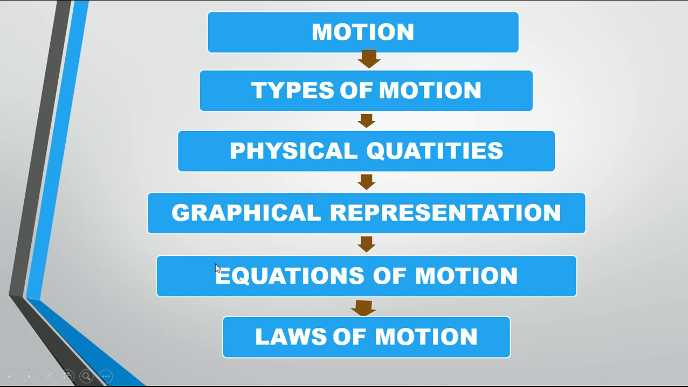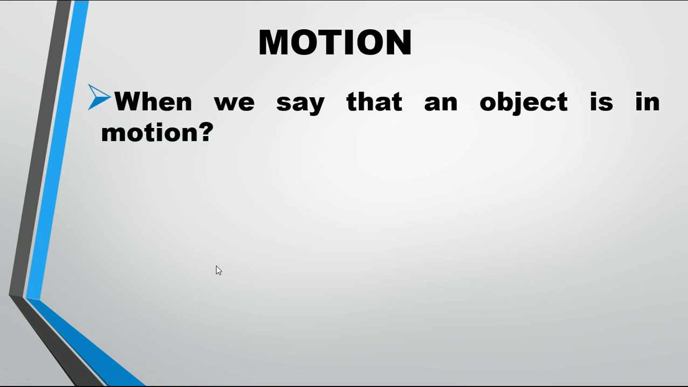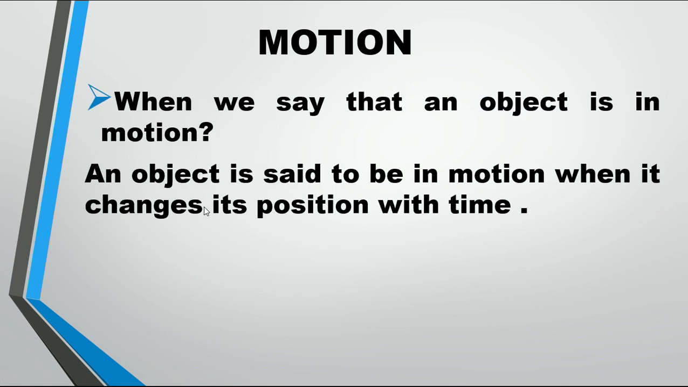So what do you mean by motion? An object is said to be in motion when it changes its position with respect to time. When an object changes its position with time, then we say that an object is in motion. So in order to describe that an object is in motion, we need to specify a reference point. That reference point is called the origin.